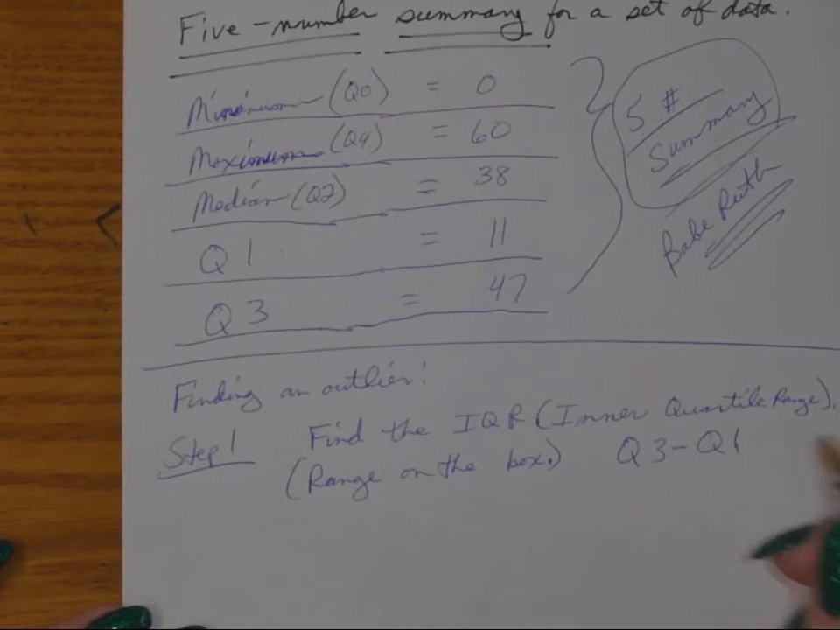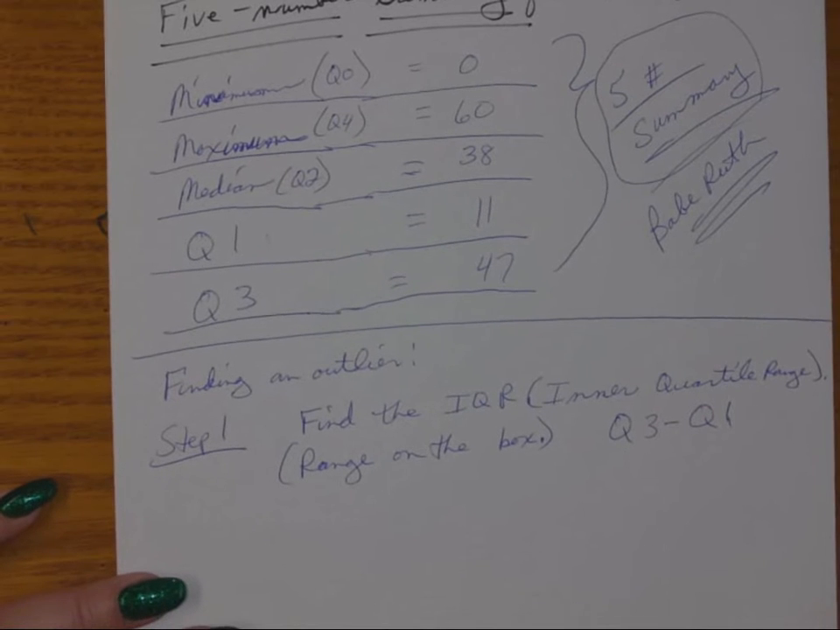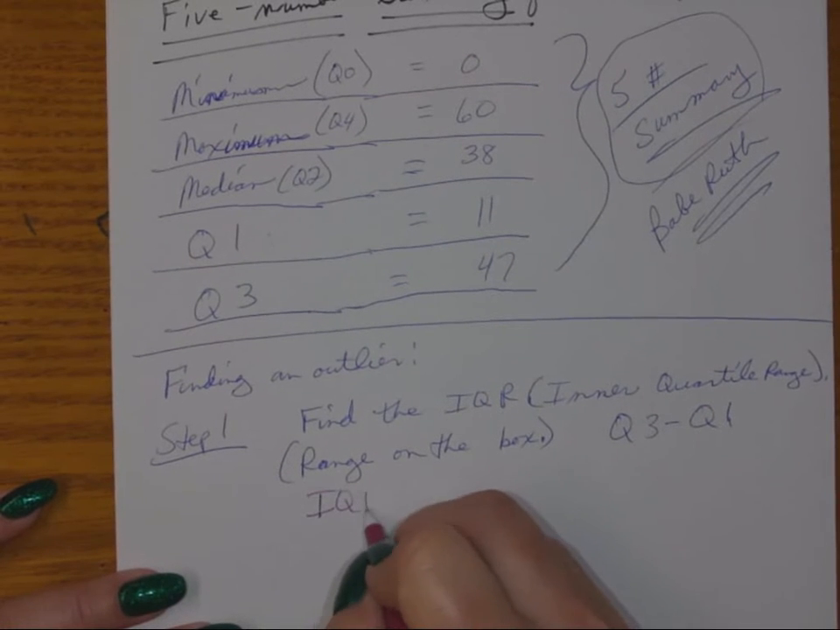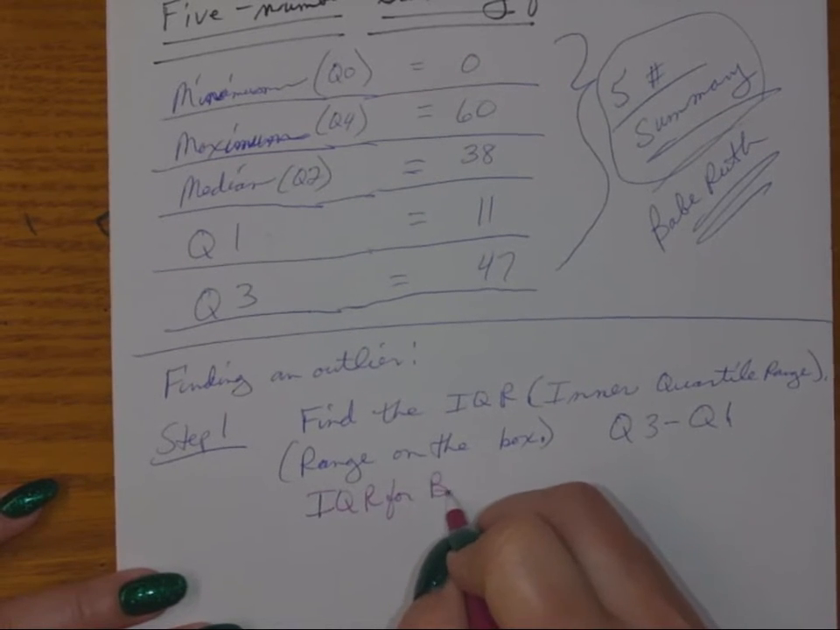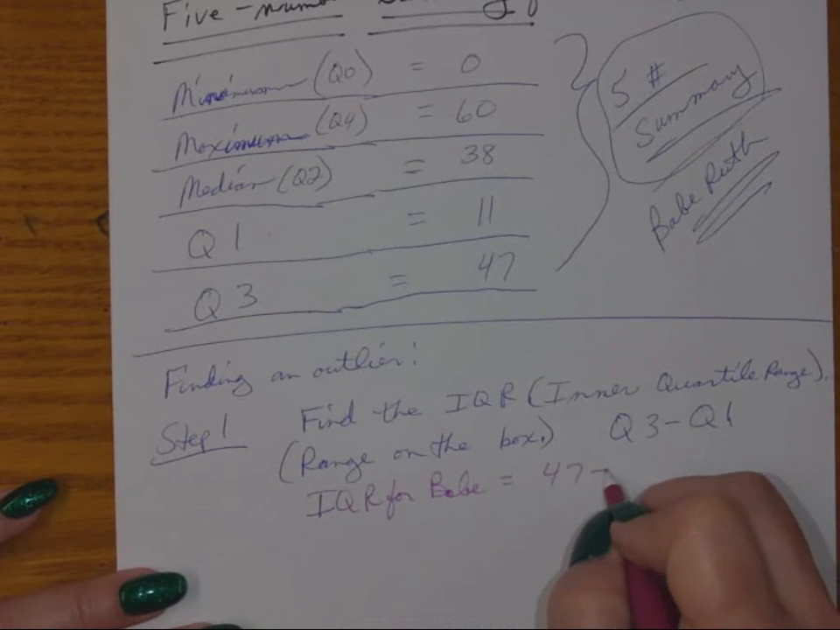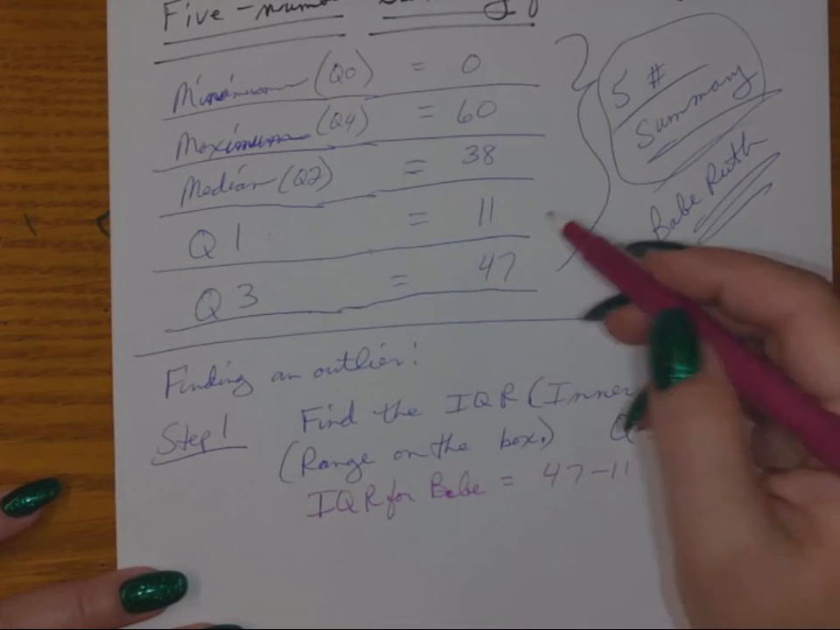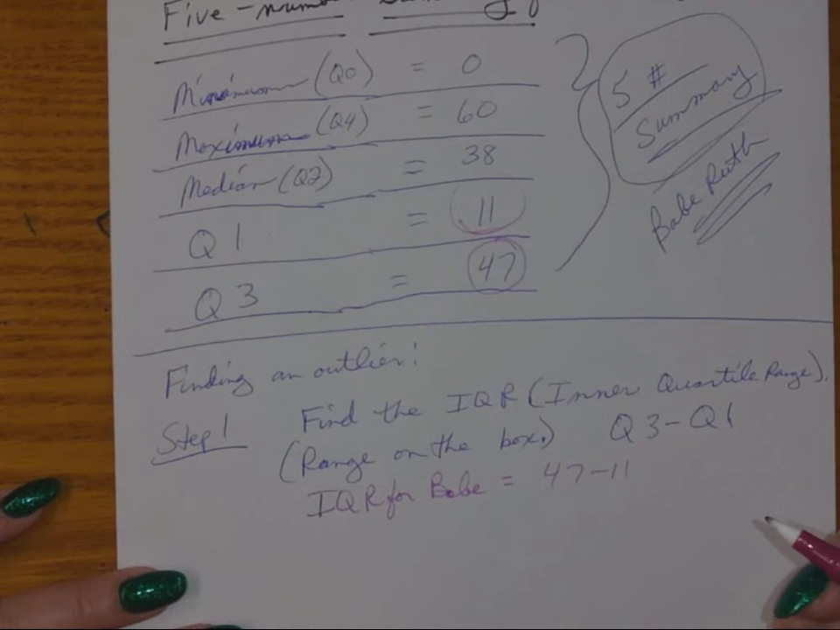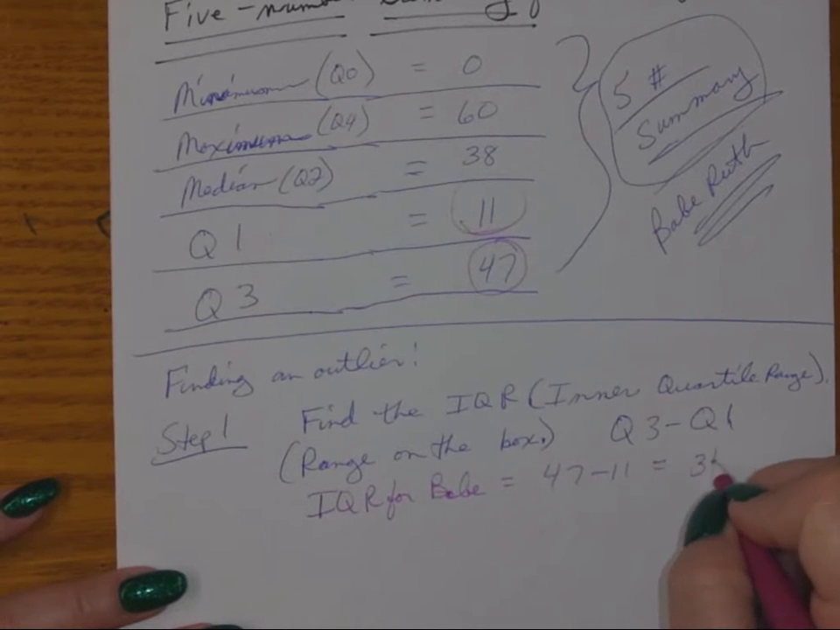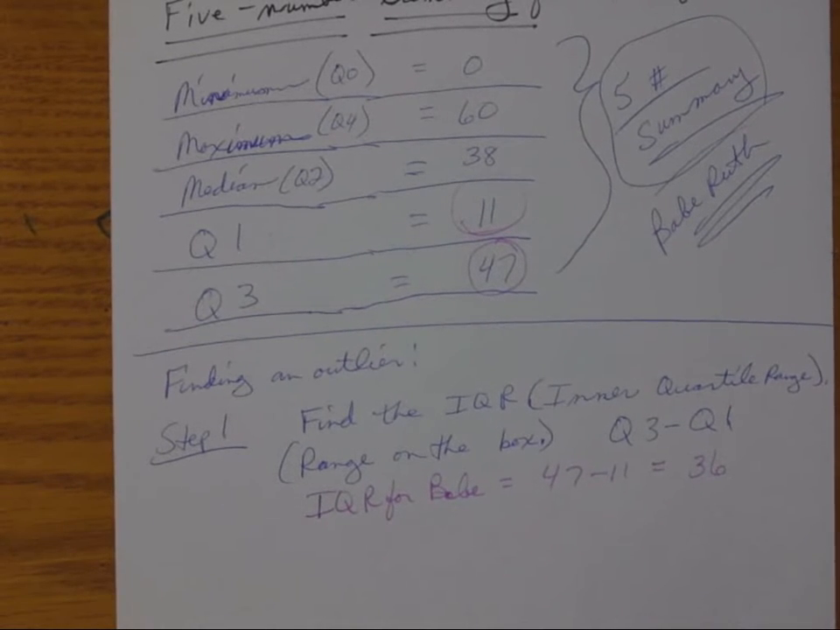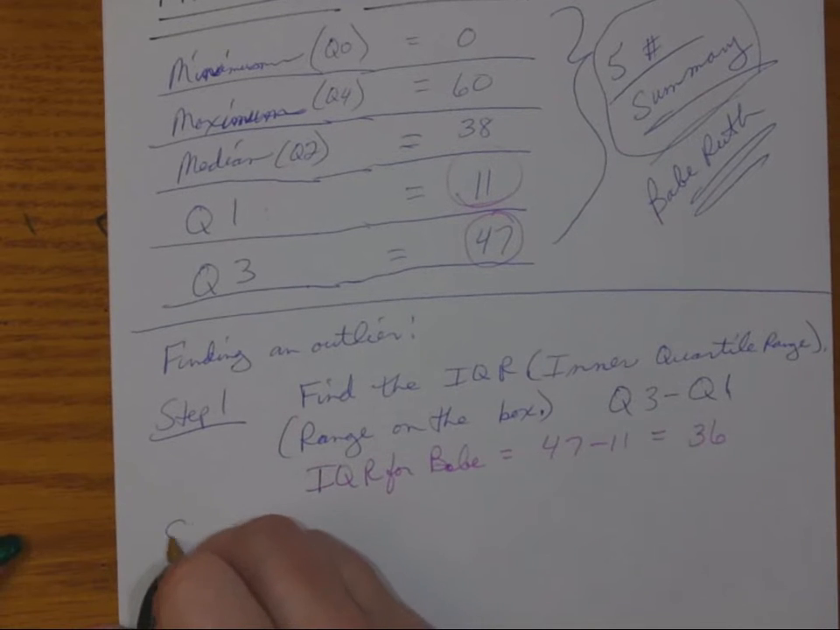Well, that's a pretty easy calculation to make, right? It's just a subtraction. For Babe Ruth, his IQR is 47 minus 11, right? Because his Q3 is 47, his Q1 is 11. Well, that looks to me like 36. Is that okay? All right. So find his IQR. Done. We did that.